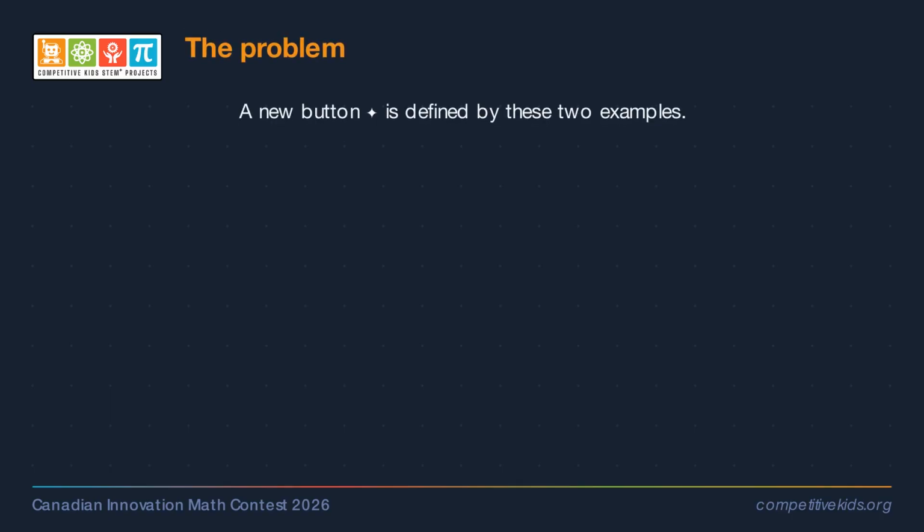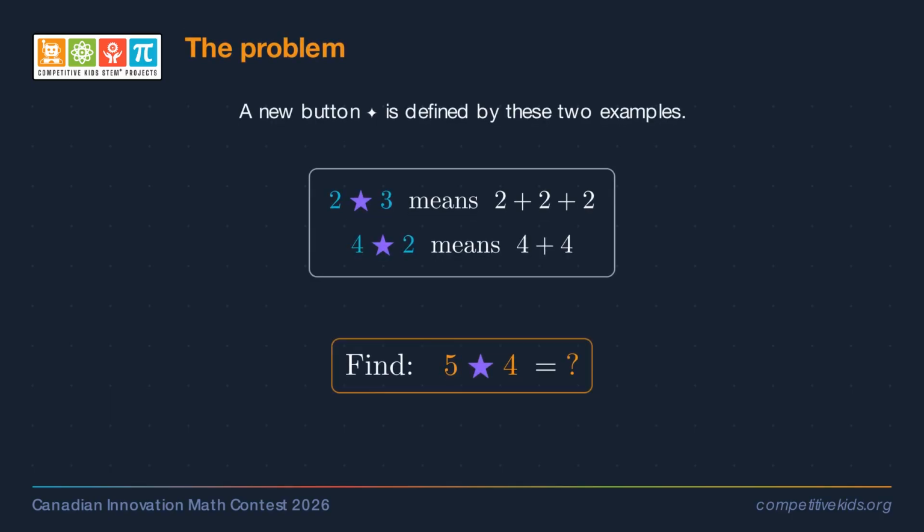Here is a new button. It is called star. We do not know what it means yet, but we have two clues. 2 star 3 means 2 plus 2 plus 2, and 4 star 2 means 4 plus 4. Now find. 5 star 4 equals what?